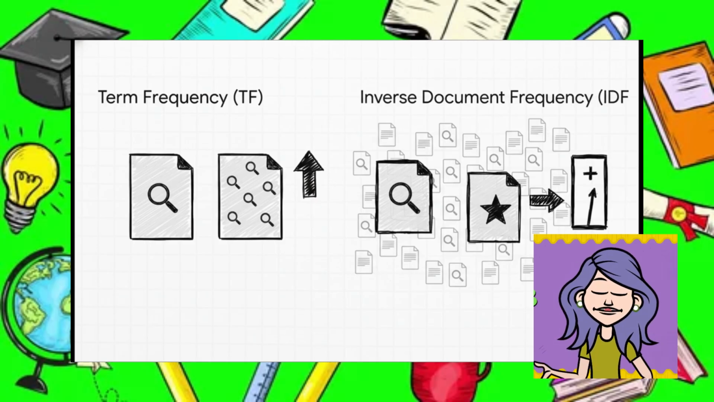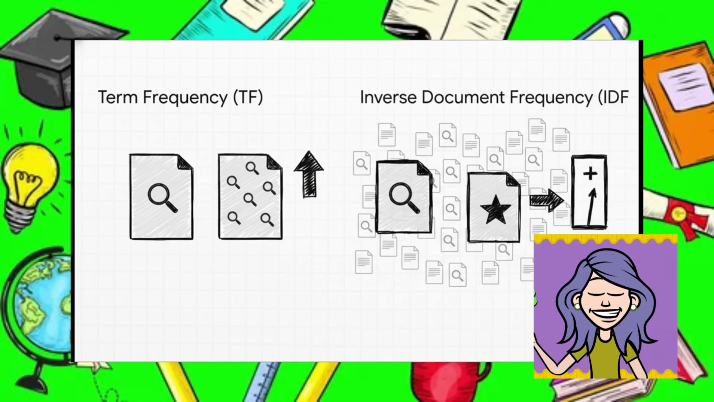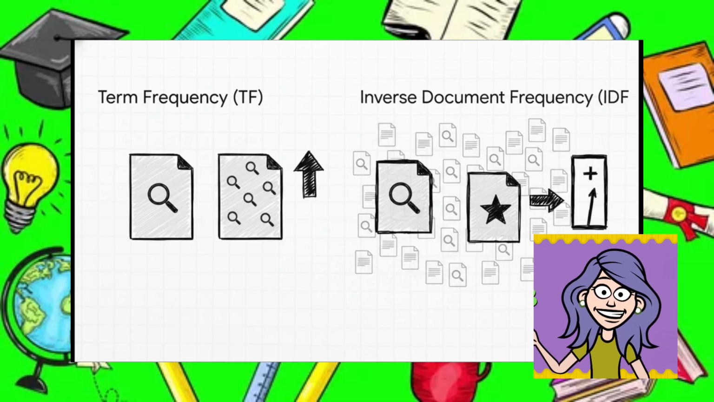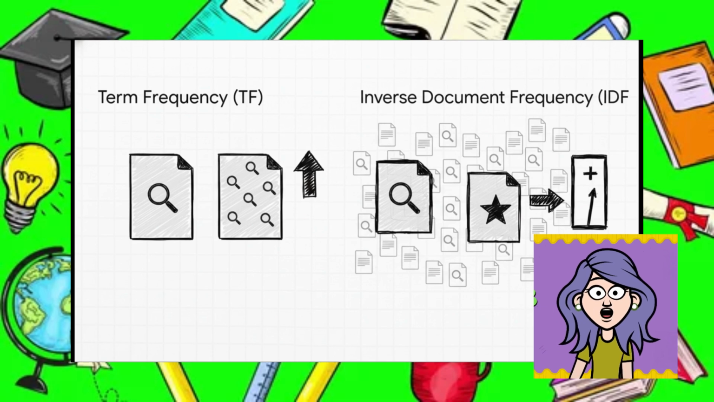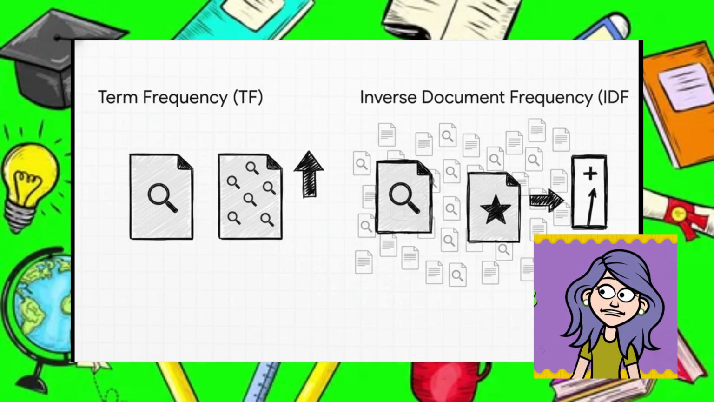But the second part, inverse document frequency, is where it gets really clever. This gives more weight to rarer words. Think about it. A match on a unique word like Elasticsearch is a much stronger signal than a match on a common word like guide. Together, those two ideas help the engine find the real gems in all that data.